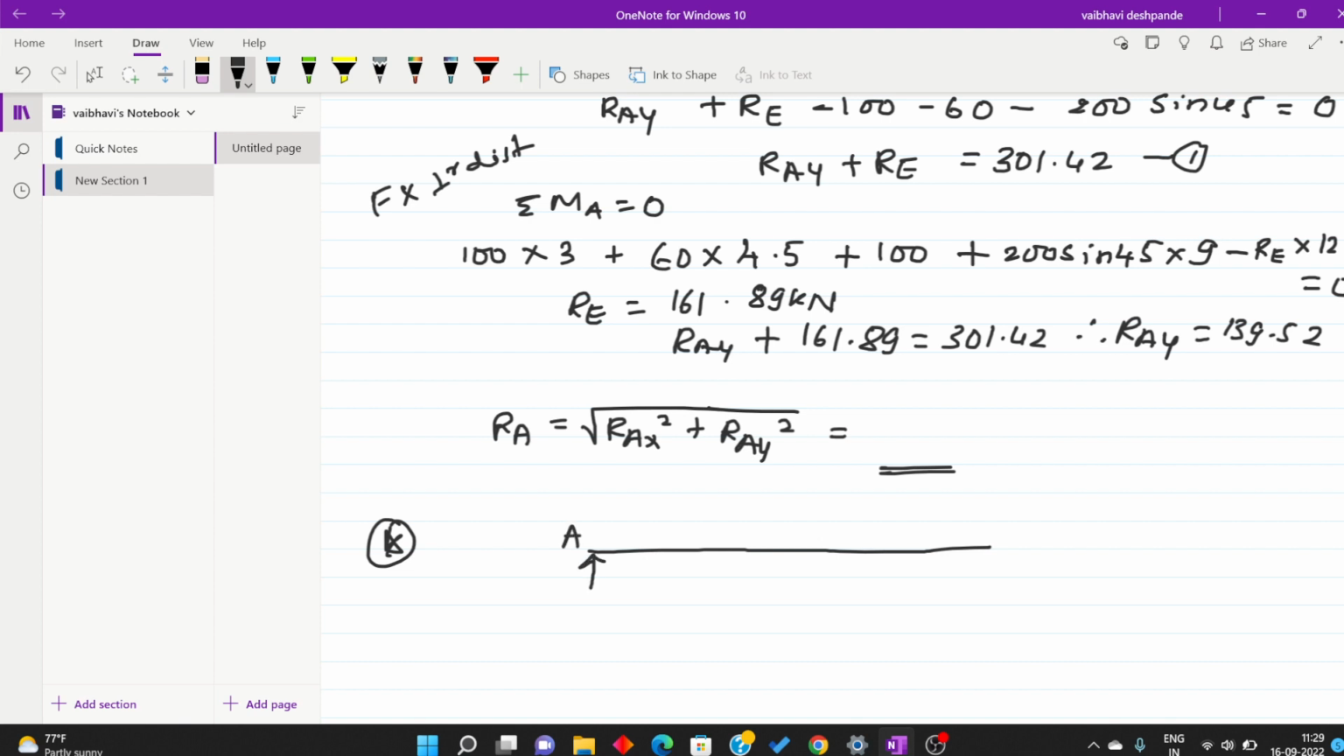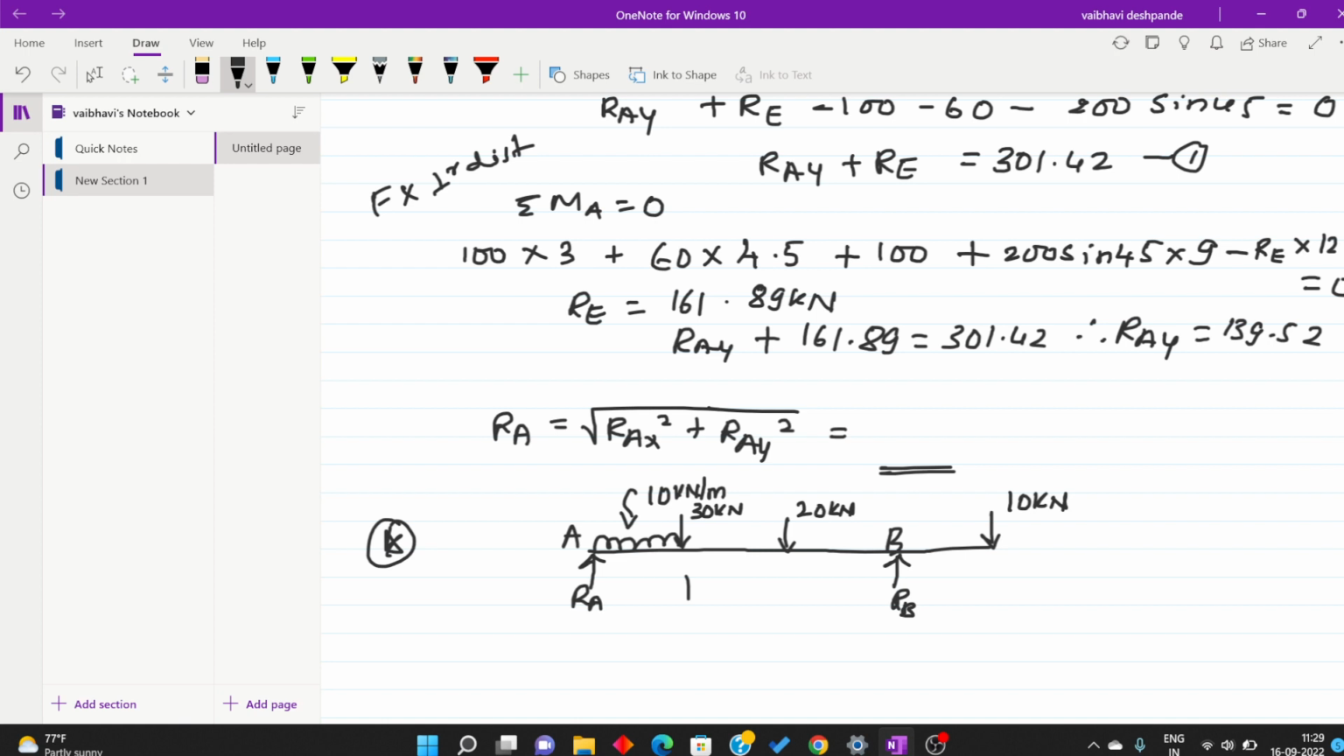This is point A and this is point B. Okay. So there is first a UDL given of 10 kilonewton per meter and here there is a 30 kilonewton point load. Next there is one more point load of 20 kilonewton and here at the overhang there is a 10 kilonewton point load. So this is RA, this is RB.